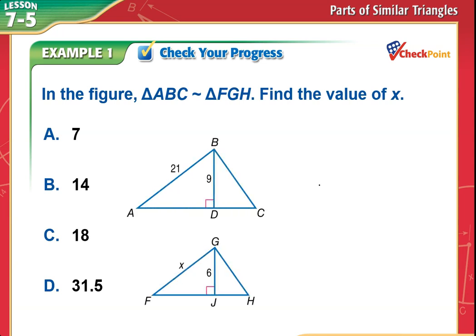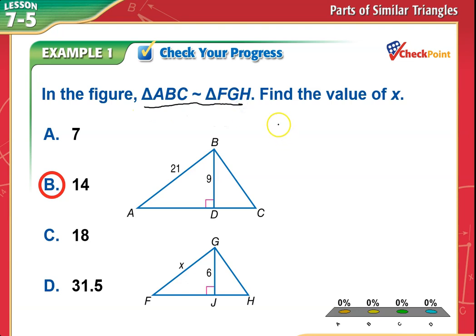You're going to check your progress by pausing the video. If you said 14, you are correct. The altitudes of these two similar triangles, we know they're similar because of the statement right here. We know that 9 is to 6 as 21 is to x. So we can say 6 times 21 is equal to 9 times x.